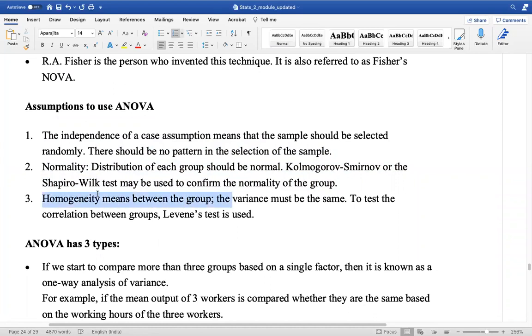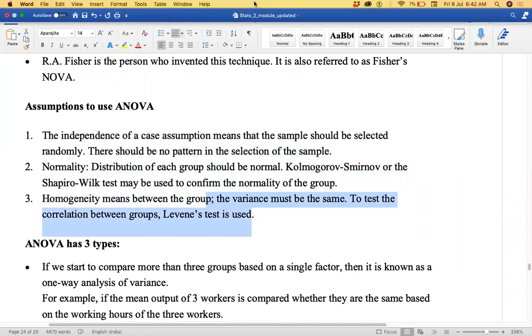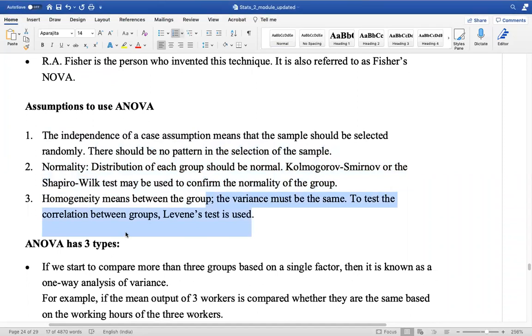When we are taking the two groups, whether homogeneity will be there or not, the variance must be the same to test the correlation between the group levels. So when testing, the variance must be the same for the two groups; that is the homogeneity.